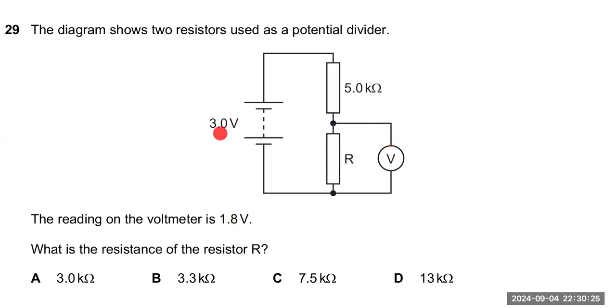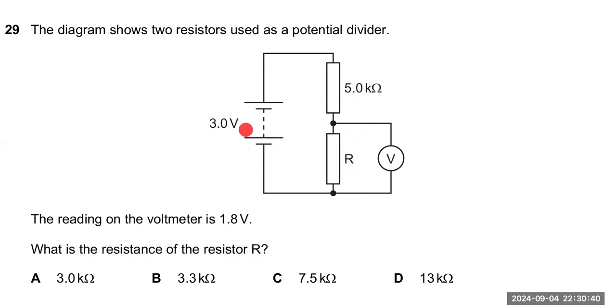Okay, so 3 minus 1.8, you will get 1.2 volt. The 1.2 volt will be used by the 5 kilo ohm resistor. Okay, what is the resistance of resistor R? Now you have to find the value of this one.